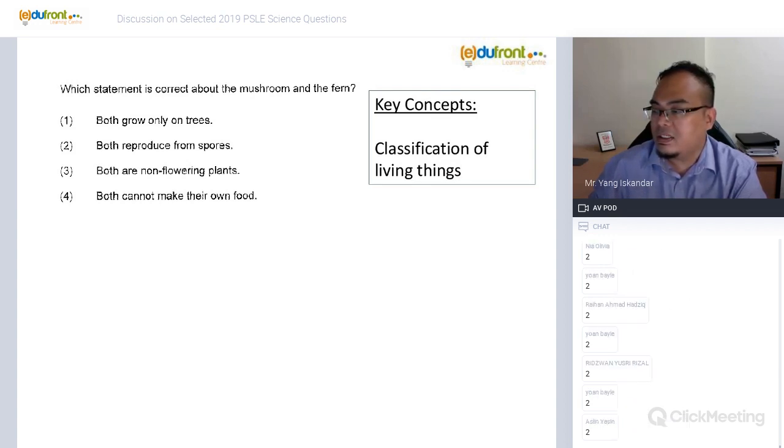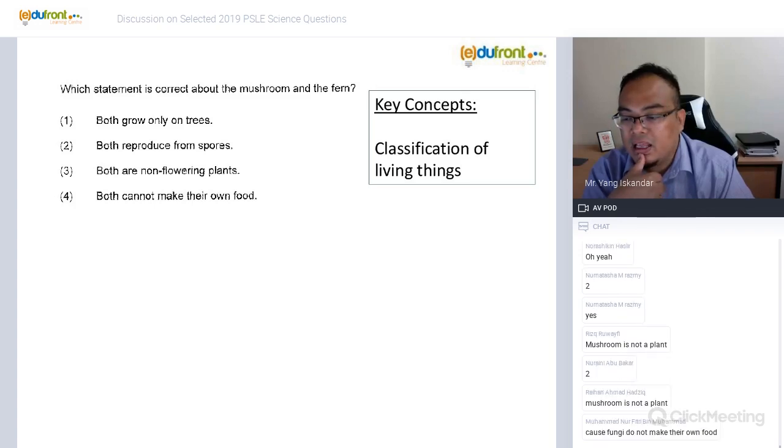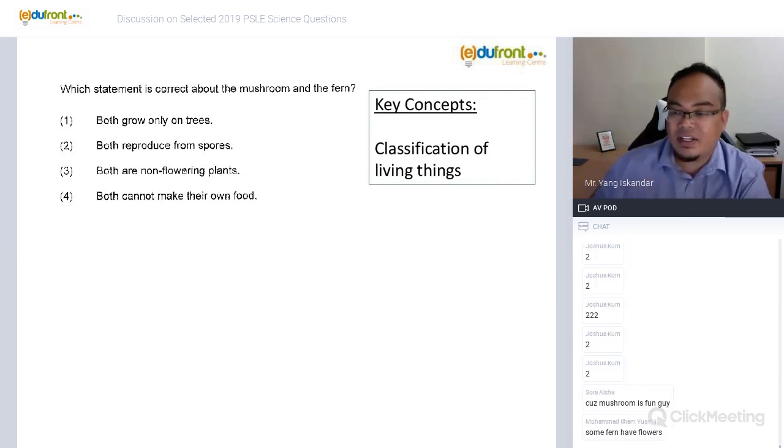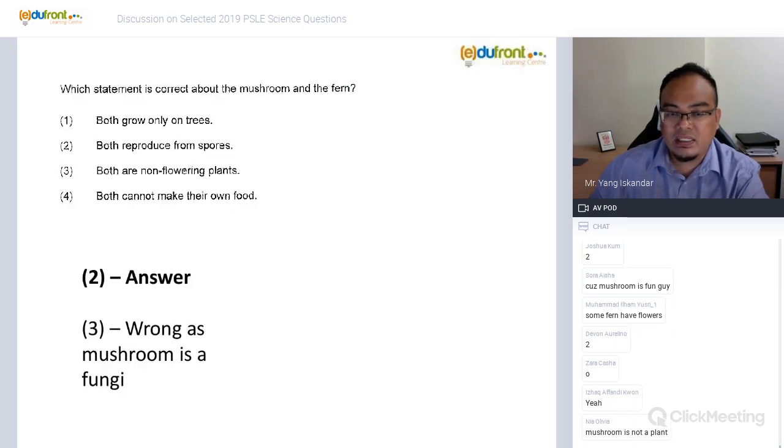Number 2? You sure? Everybody? Okay, why not number 3? Can anybody explain why number 3 cannot be the answer? Both are non-flowering, right? Mushroom, no flowers. Fern also no flowers. Why? Very good. Because mushroom is not a plant. It is a fungus. Very good. This was last year's PSLE. Easy peasy. Okay, next question.